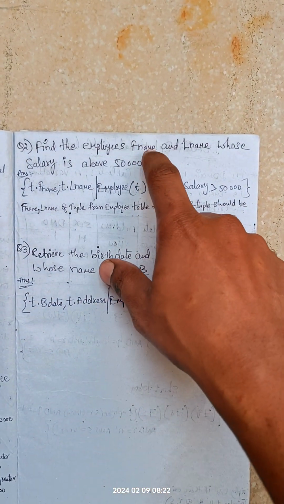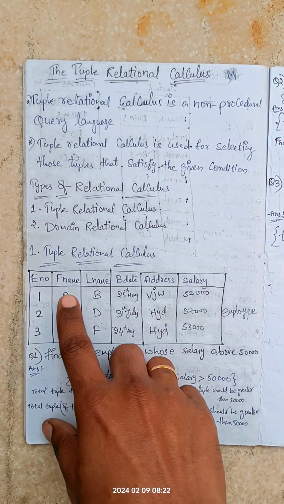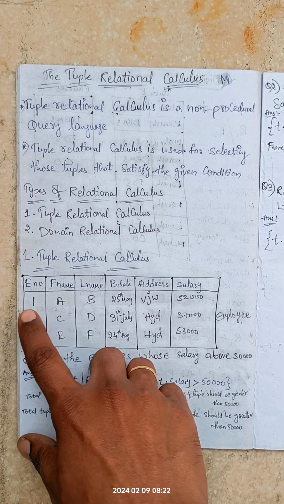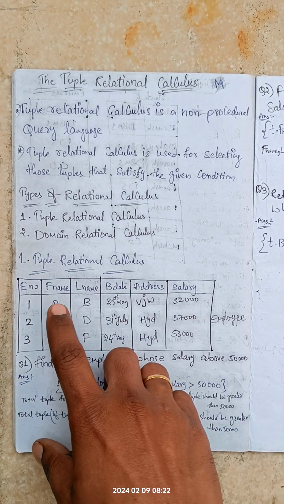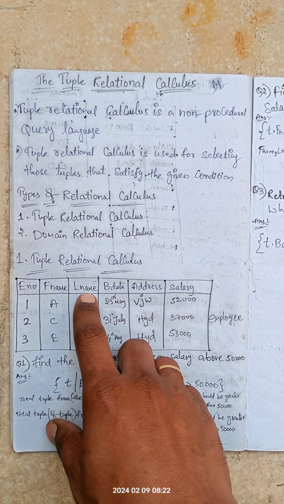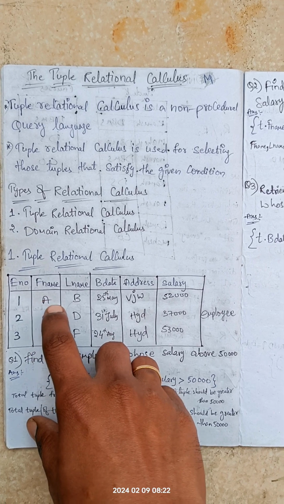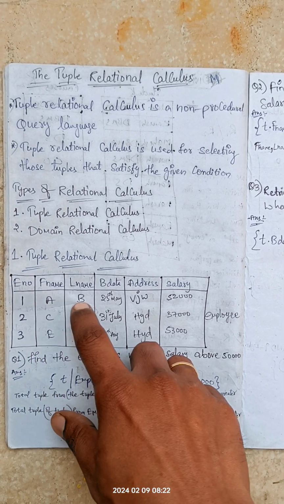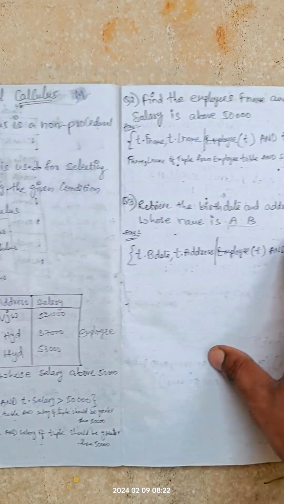Find the employee's first name and last name whose salary is above 50,000. So you want only the first name and last name, you don't want the total tuple, whose salary is above 50,000. You want the first name and last name of an employee whose salary is above 50,000. So you will get this and this as an output, because these two are above 50,000.